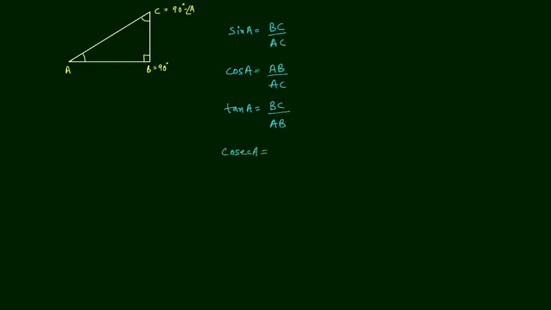Okay, now cosec A is the reciprocal of sine, so we can write here AC upon BC. Sec A is AC upon AB because it is the reciprocal of cos A, and the reciprocal of tan A is cot A. So cot A is equal to AB upon BC. Okay, these values we have written from the triangle. Now we will find out the values of all the trigonometric ratios for the angle C.